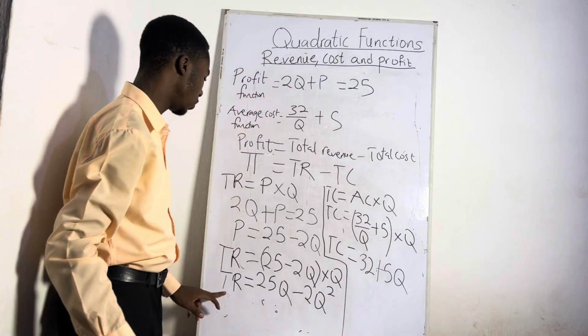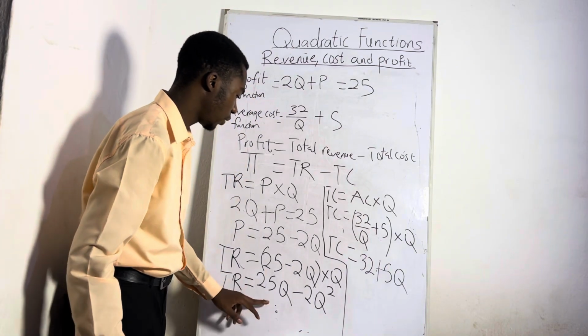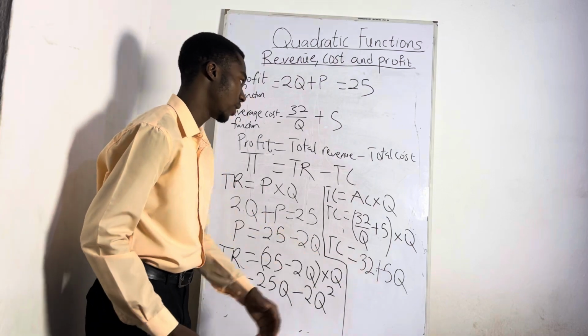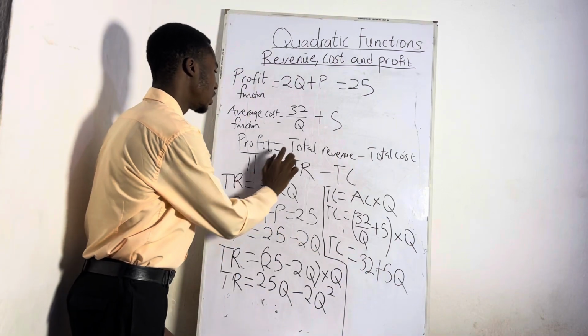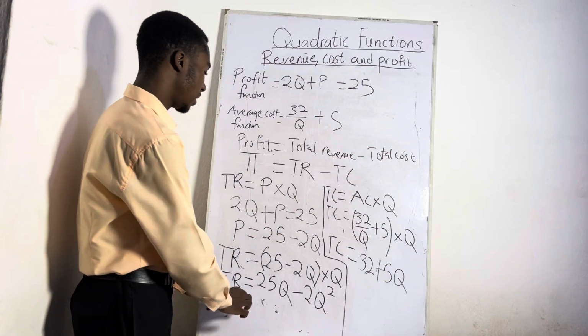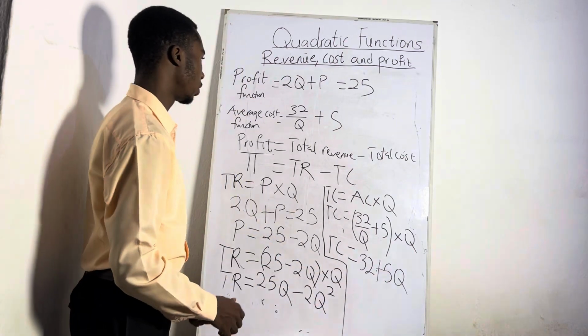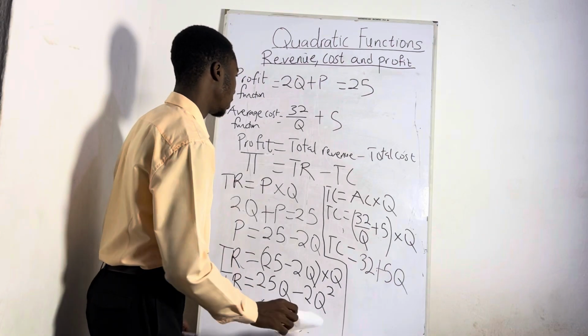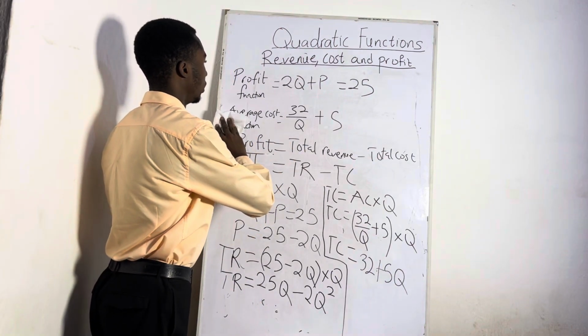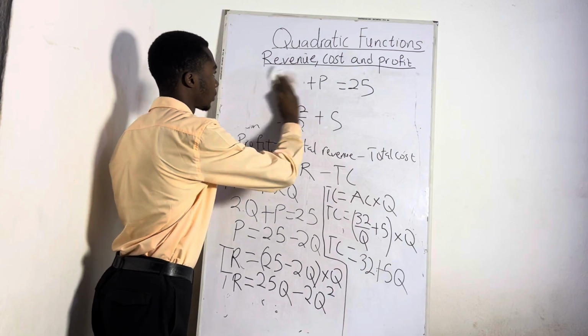So now we've got our total revenue, which was 25Q minus 2Q squared, and our total cost to be 32 plus 5Q. And we said the profit is the total revenue minus total cost. So what can I do? I just subtract these two functions. So let me clean the board so that we can do it at the top.